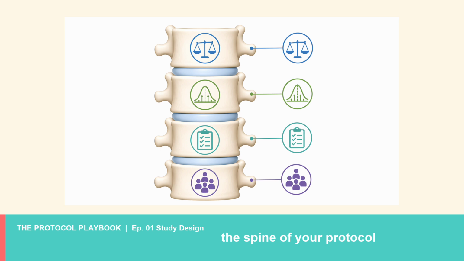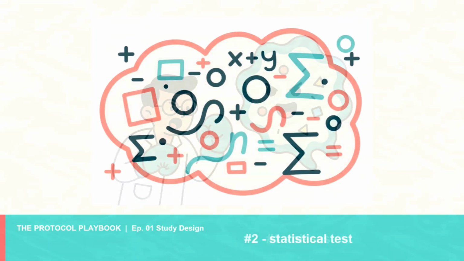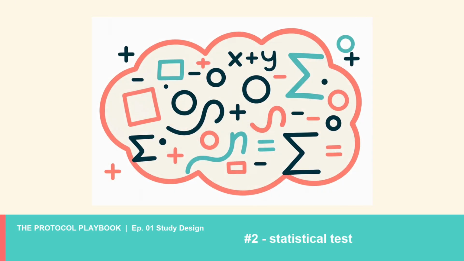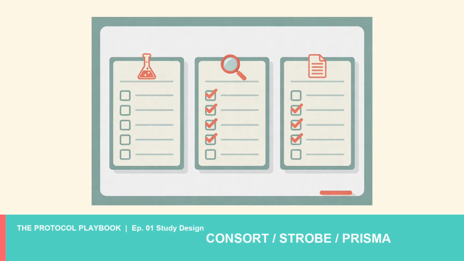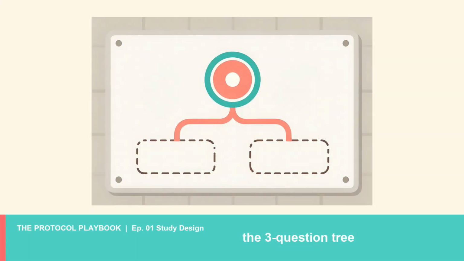Before you collect a single data point, it locks in 4 things: which biases you'll be fighting for the rest of the project, which statistical test you're even allowed to use, which reporting checklist the journal will hold you to, consort, strobe, or prisma, and how many participants you need to recruit. Pick the wrong design, and every step after costs double to fix.